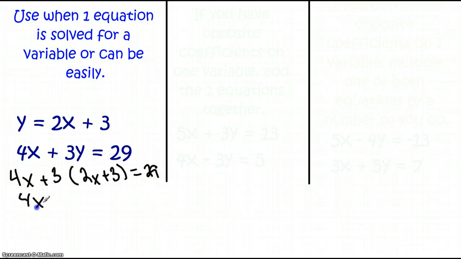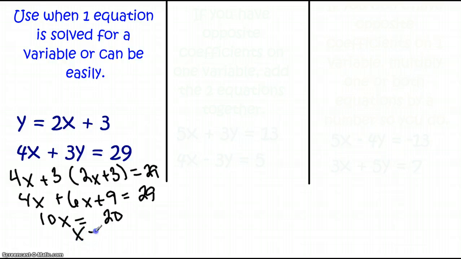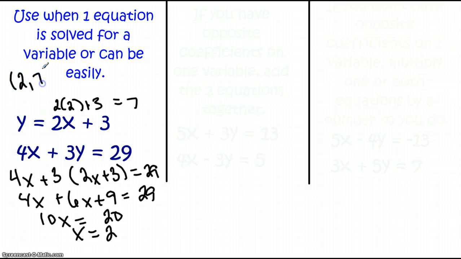So we have 4x plus 6x plus 9 equals 29. And that gives us 10x equals 20, so x would equal 2. Once we know what x is, then we plug it back into here and we solve for y. So 2 times 2 plus 3 gives me 4 plus 3, which is 7. So our answer, our ordered pair, would be 2, 7.